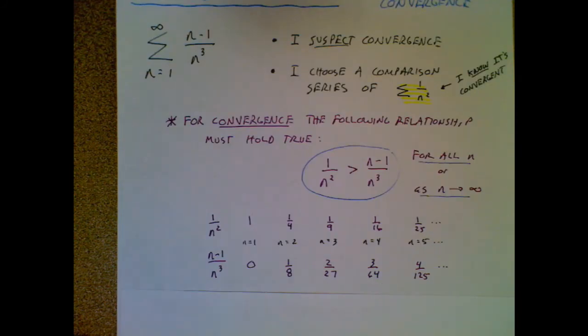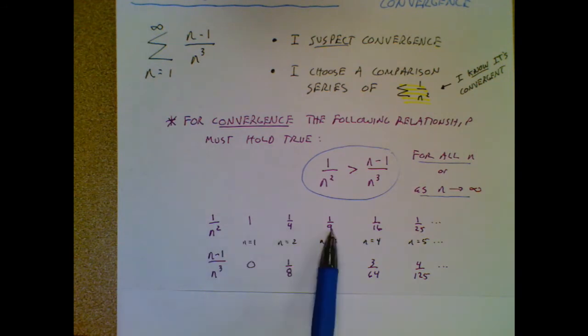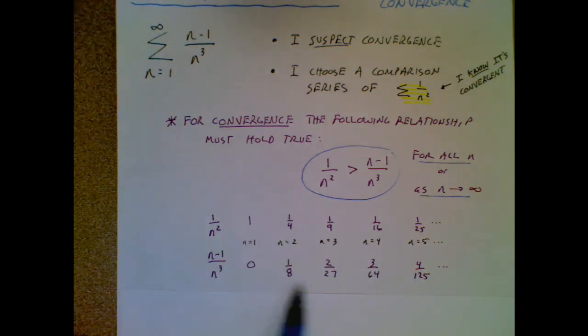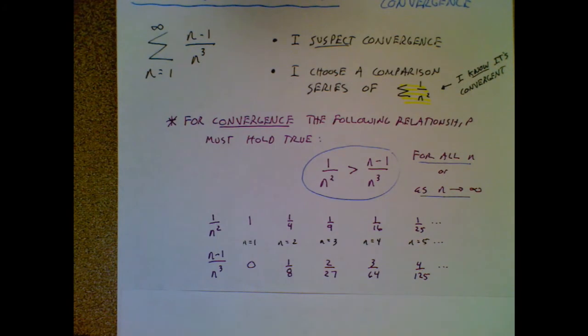I've gone ahead down below and I've taken my comparison series and written out the individual terms up to n equals 5, and the same thing with my actual series. And you'll notice for every single one of these, and it takes a little bit of arithmetic, but for every single one of these, this value is slightly smaller than this value. And you can see that trend is going to hold true as we head out to infinity. So I've met this very, very important condition.